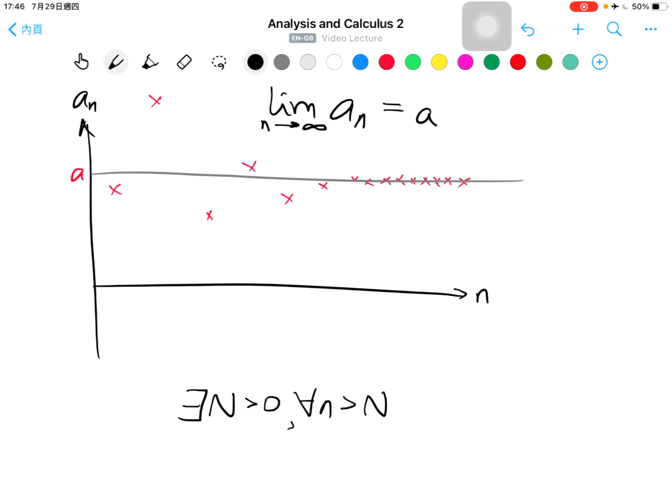Then how do we demonstrate that the rest of the terms are very close to a? Now let's think. Very close. What do we mean by very close? Very close means the distance is very small, right? The distance between two things is very small. So how do we describe the distance between two numbers on a number line? Absolute value of the difference, right? So we take the absolute value of the difference between a_n and a. And then we want this to be very small, right? A very small distance between the two numbers. How do we say it's very small?